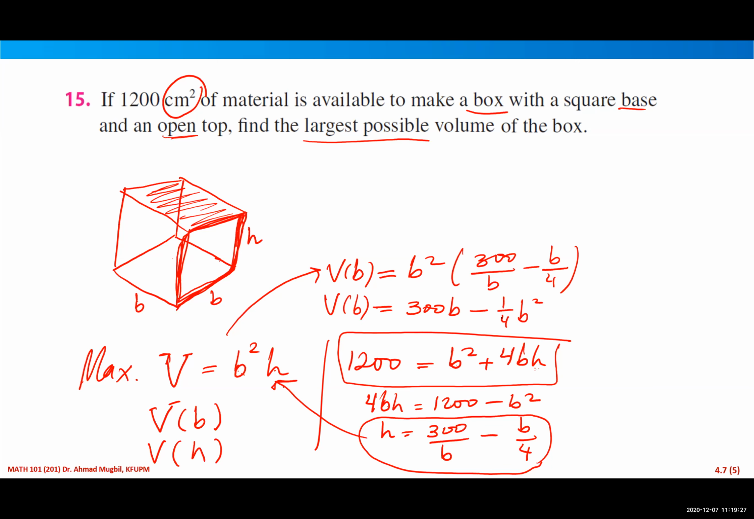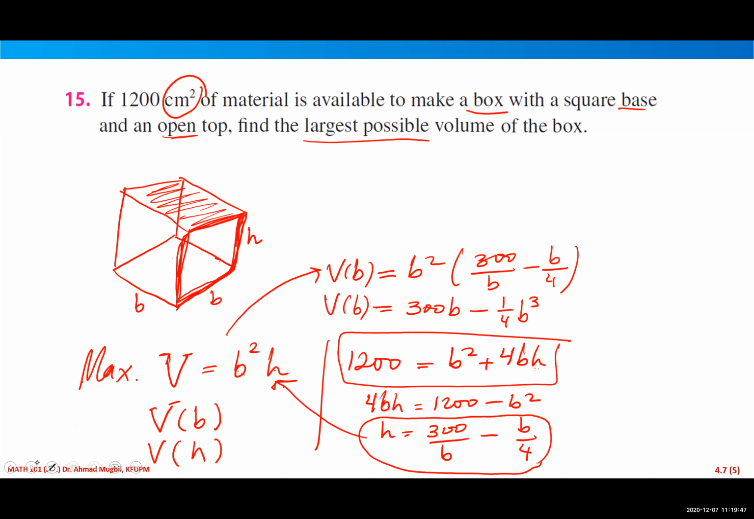Yes, it's b cubed. The last thing, b cubed. Thank you. You are right, totally right. B cubed, because we have another b here. So now this is the function that we want to maximize.